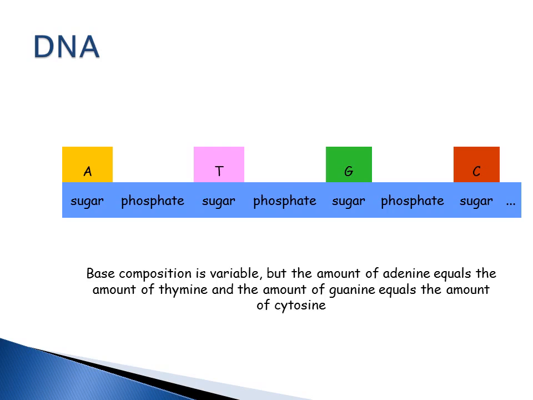So in your DNA, you have your backbone: sugar, phosphate, sugar, phosphate, sugar, phosphate, continuously. Attached to the sugar is your nucleotide base, and that could be either your A, T, G, or C. The composition of whether it's an A, T, G, or C is going to vary depending on what gene you might be looking at. However, keep in mind the amount of adenine equals the amount of thymine, and the amount of guanine equals the amount of cytosine, because those are what bind together in your double helix.